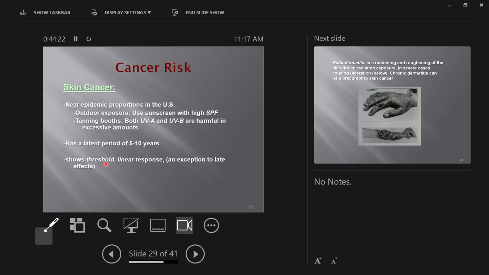Skin cancer shows a threshold, but a linear response. So that's sort of an exception, right? Most late forms of radiation effects demonstrate no threshold. This one, I don't know what the threshold is, but this one has a threshold.